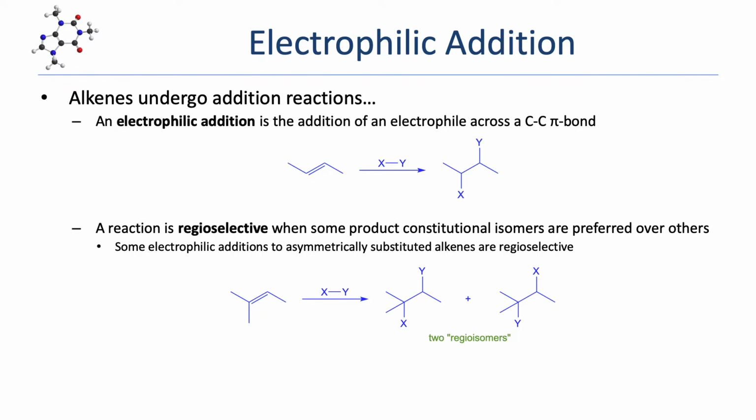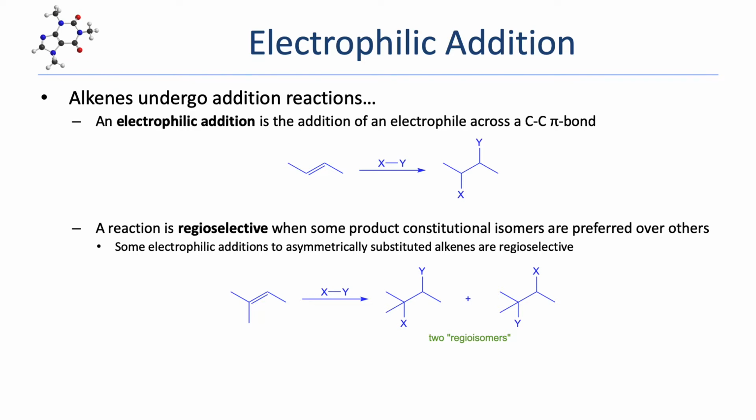We have an alkene, which will serve as the nucleophile, reacting with an electrophile. Here, XY is the electrophile. And you can see that the XY molecule literally added across that pi bond. One thing that needs to be considered when looking at an electrophilic addition reaction is the regiochemistry of the reaction. Some electrophilic addition reactions are regioselective.